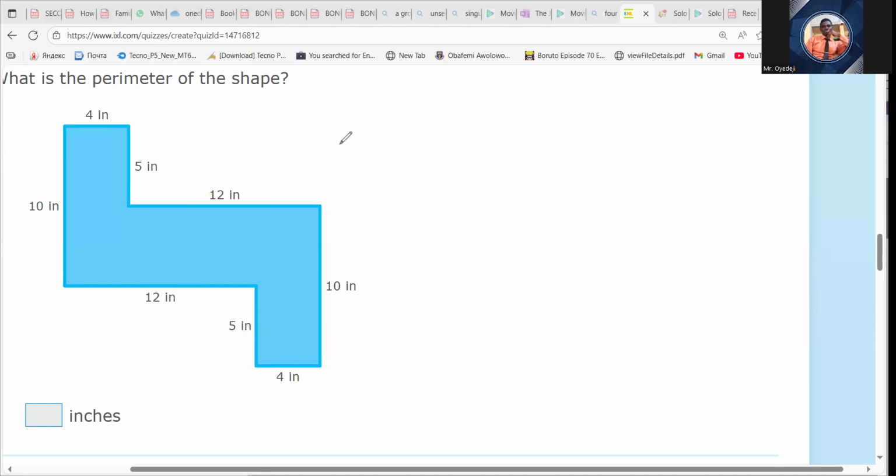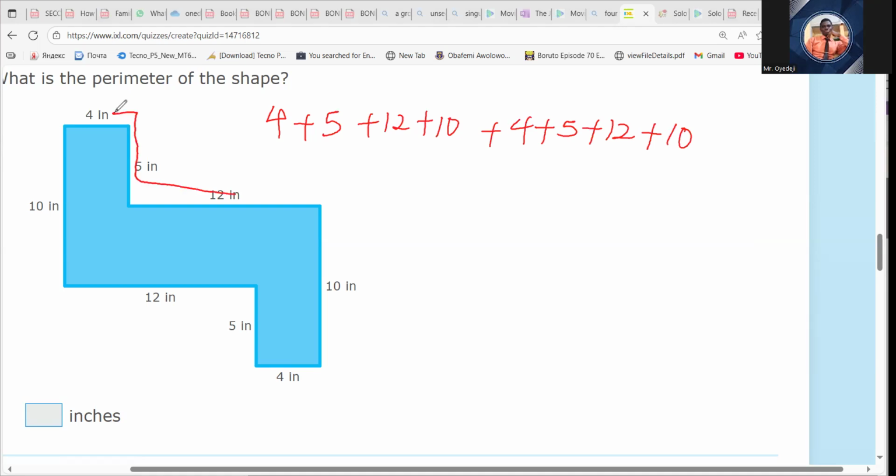Let's do that. So we have 4 plus 5 plus 12 plus 10 plus 4 plus 5 plus 12 plus 10. If you notice, I went this way, this way, this way, this way, this way, this way, this way, then this way. That's why it's easier. The possibility is reduced for you to make a mistake. Don't just do it randomly. Follow a pattern, follow a path. That makes it easier. So we're going to do 2, 2.